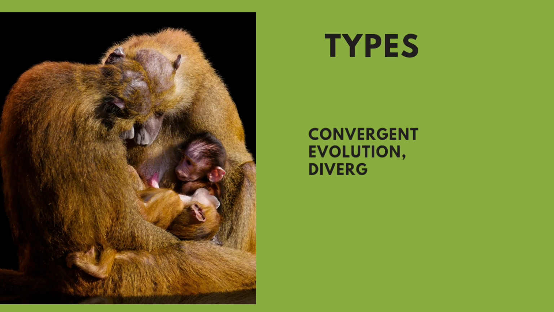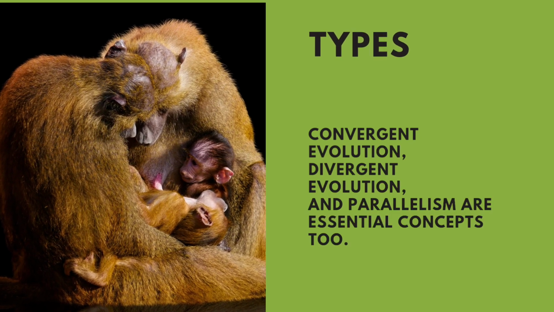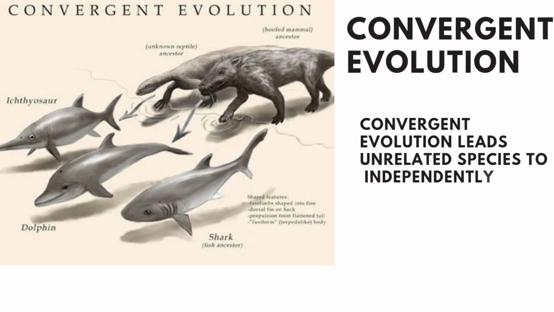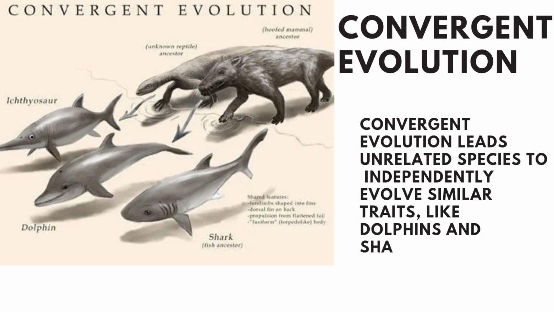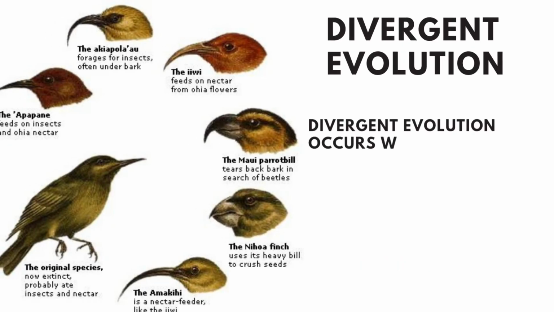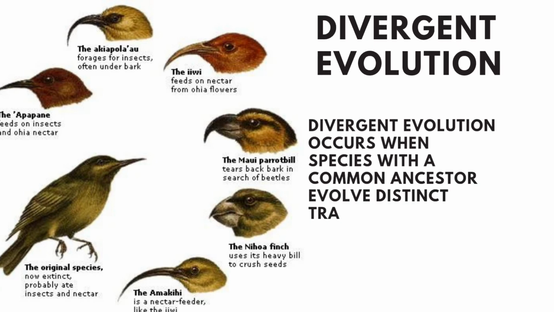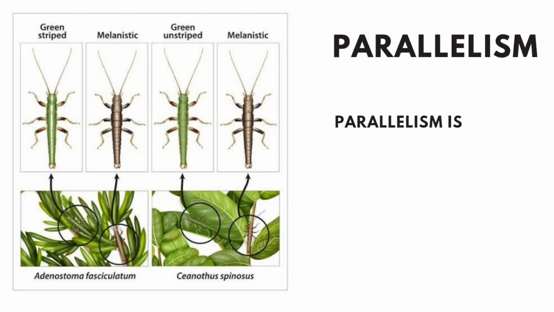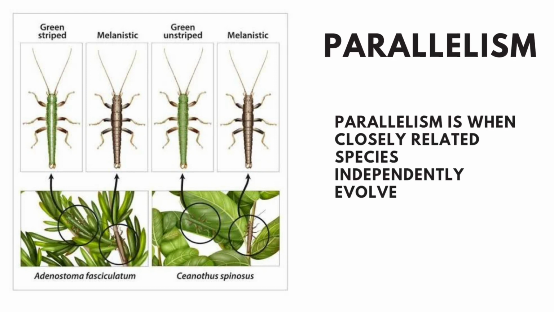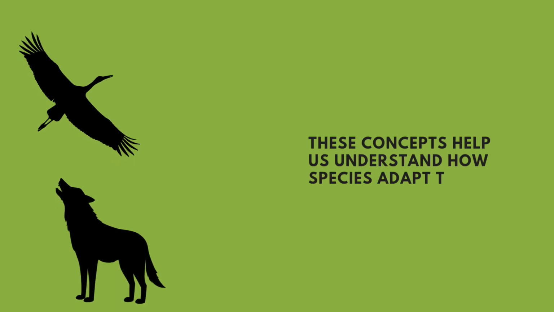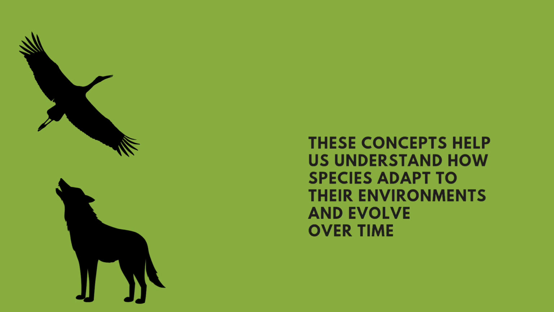Convergent evolution, divergent evolution, and parallelism are essential concepts too. Convergent evolution leads unrelated species to independently evolve similar traits, like dolphins' and sharks' streamlined bodies. Divergent evolution occurs when species with a common ancestor evolve distinct traits, like Galapagos finches' beak shapes. Parallelism is when closely related species independently evolve similar traits due to shared ancestry, as seen in stick insects. These concepts help us understand how species adapt to their environments and evolve over time.